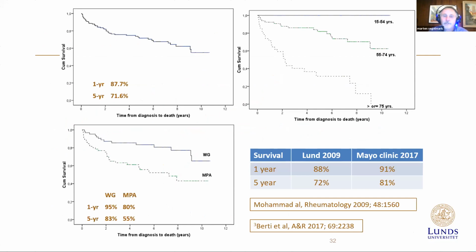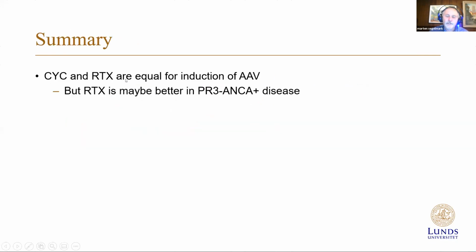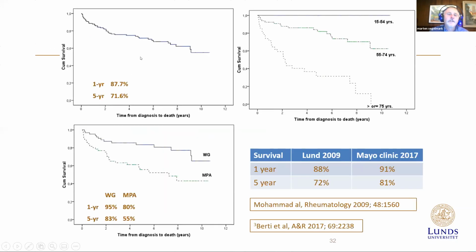So what about the outcome of the patients? Well, as I said, these are data that we took of our cohort here in Skåne. That's now about 15 years old. We had a 1-year survival of 87% and a 5-year survival of 71%. But this was heavily dependent on the age of the patients, these are all ANCA vasculitis. We had actually no casualties of those that were 55 years and younger.